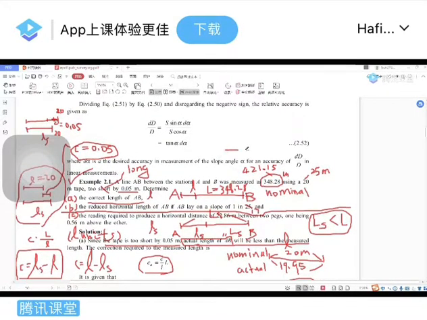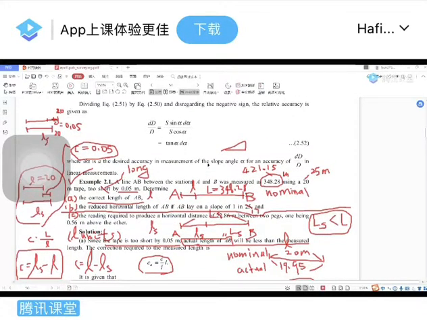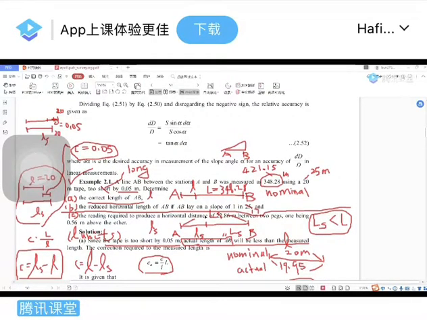So 1 in 17 will be like this, this is 17, this is 1. That's the slope. 1 in 17. What's the correct length of AB? Now B is at the bottom. It's being raised, so here it is supposed to be prime. As long as you understand, that'll be fine.